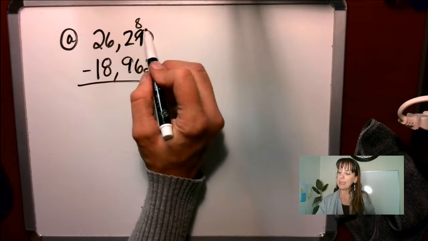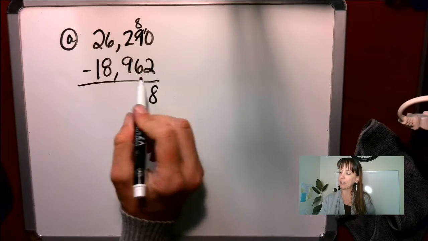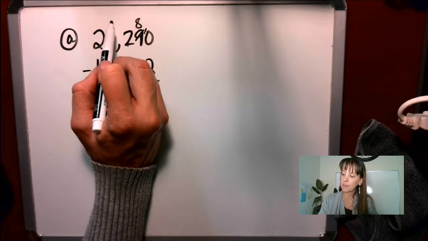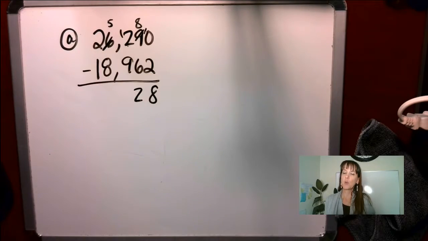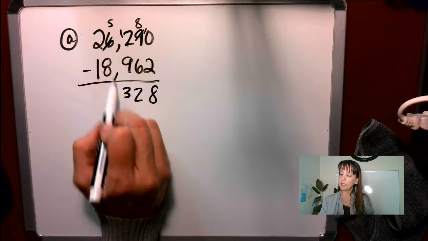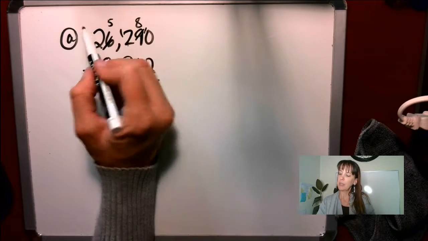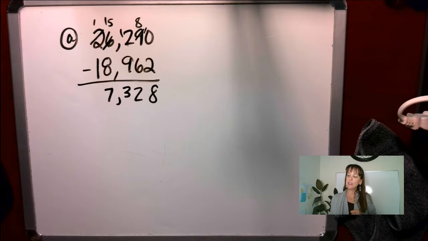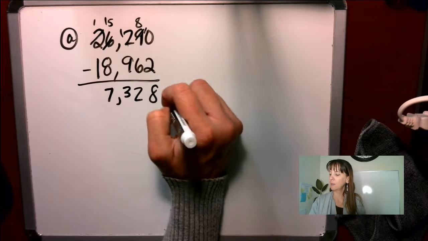So we're going to do that. 10 minus 8 we get 2. For this guy, we have to borrow. 6 becomes 5. 12 minus 9, we get 3. Bring down that comma. 5 minus 8, we can't do that. So we're going to borrow, 15 minus 8 is 7. 7,328 people.